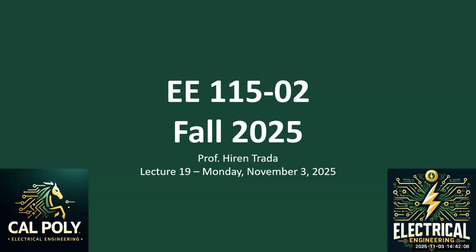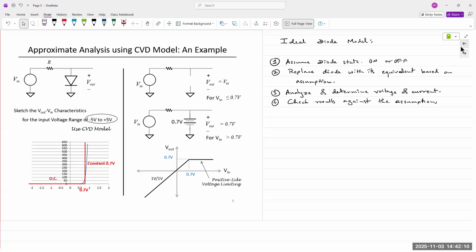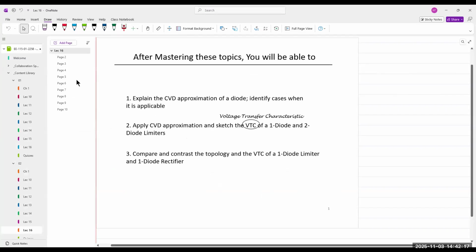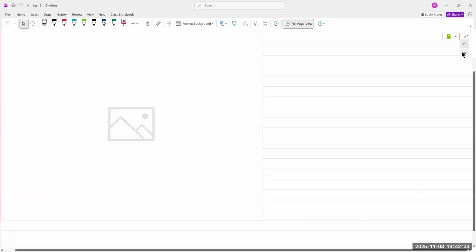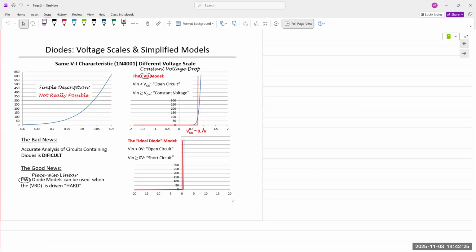They're both very similar. The only difference between the two is in forward bias. So the CVD approximation model and the ideal diode model. Let's talk about what those are.